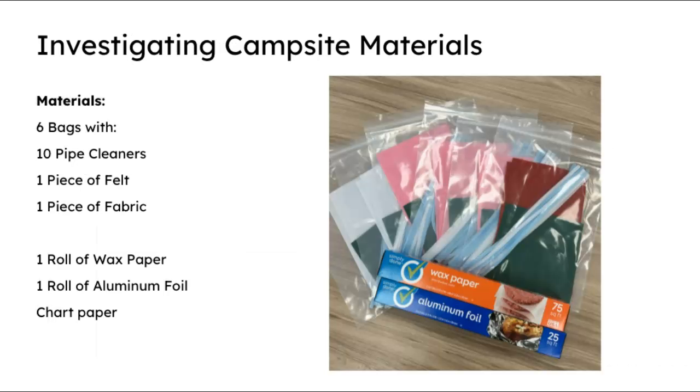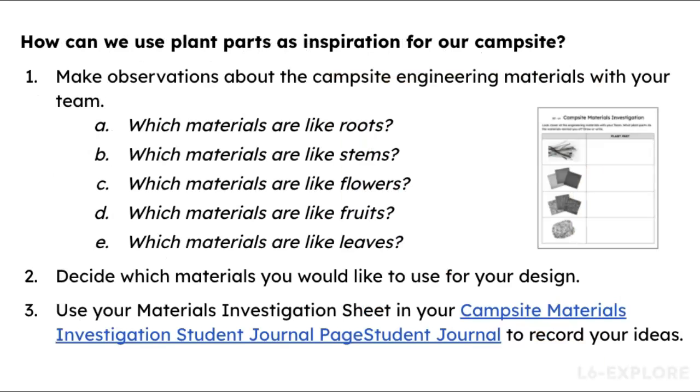You'll set up the campsite materials investigation. Students will examine several materials and manipulate them to act as different components of campsites. While investigating, they'll compare the materials to plant parts. Pause this video to review the list of materials needed for the activity and the items you can find in your kit. Students will use their materials investigation sheet in their campsite materials investigation student journal page to record their ideas.